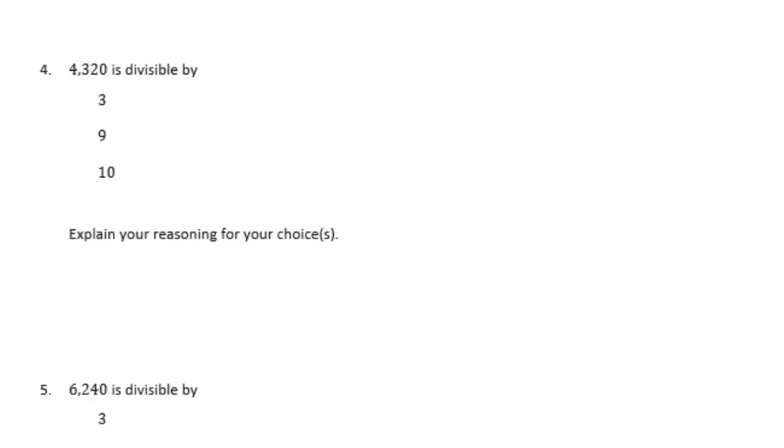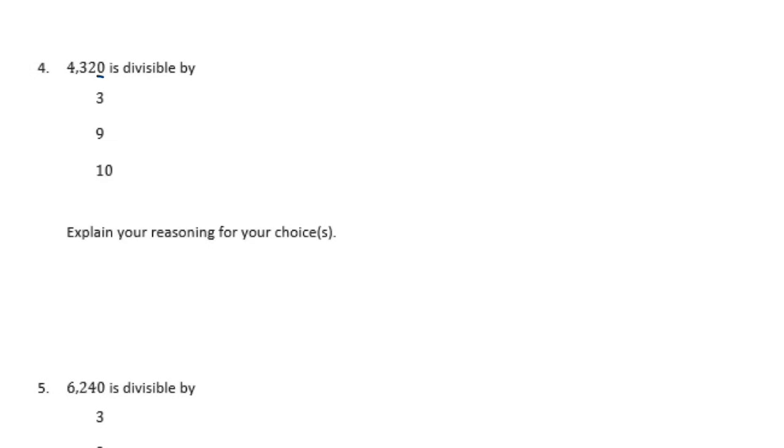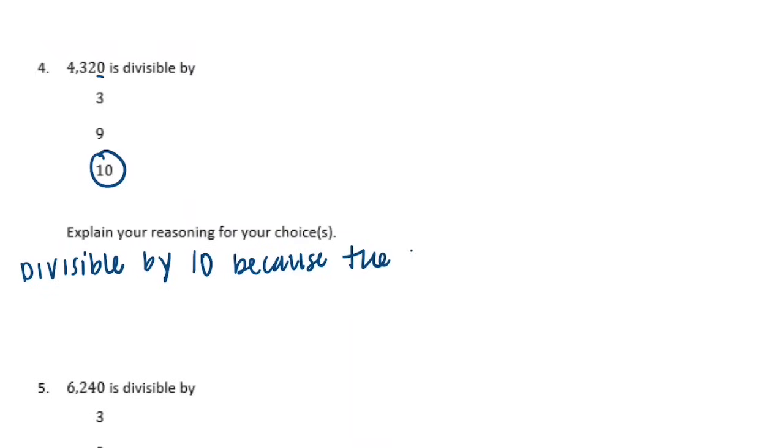Number 4. 4,320 is divisible by 3, 9, and 10. So let's start with 10. In order for something to be divisible by 10, the unit digit needs to be 0. And here, the unit digit is 0, so it's divisible by 10. So we can say divisible by 10 because the unit digit is 0.